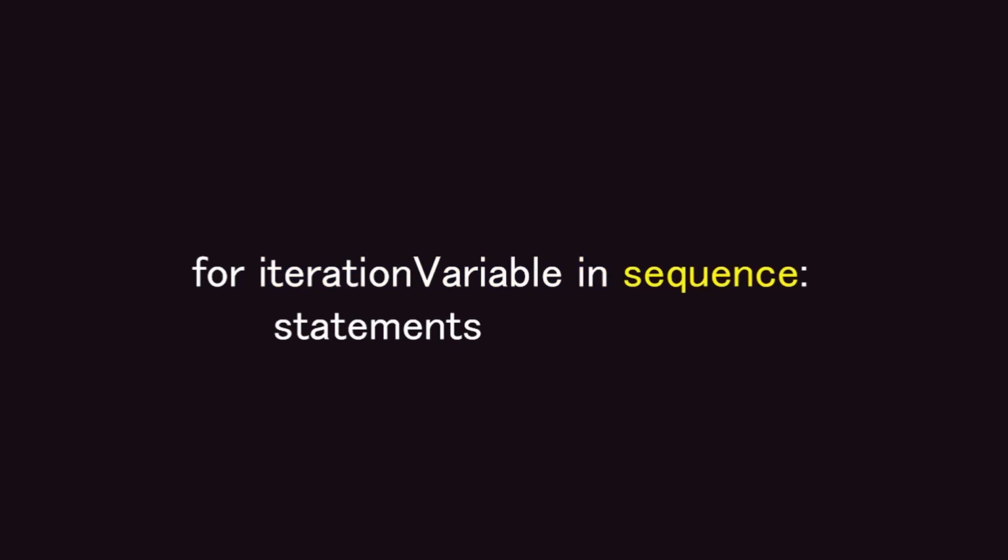So the sequence could be a list, a string, or there are a few functions that will generate a temporary sequence that you can iterate over. And then all of that will be followed by a colon.